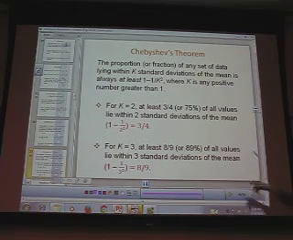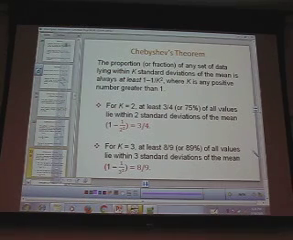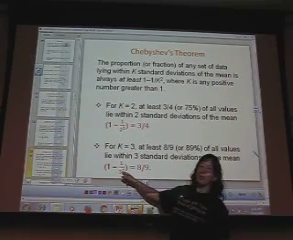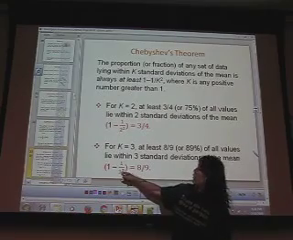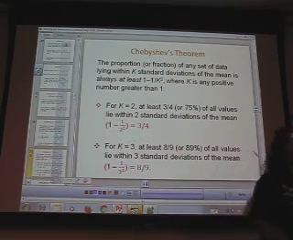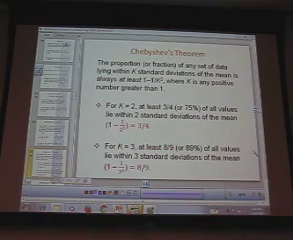Keep going, Jake. For k equals 3, at least 8 out of 9 or 89% of all values lie within 3 standard deviations of the mean. Right? Because when you're talking about 3 standard deviations, then 1 minus 1 over 3 squared. 3 squared is 9. 1 minus 1/9 is 8/9. So at least 8/9 of your data will lie within 3 standard deviations of the mean. So if you go 3 standard deviations this way, 3 standard deviations this way, then at least 8/9 of your data will lie within this.